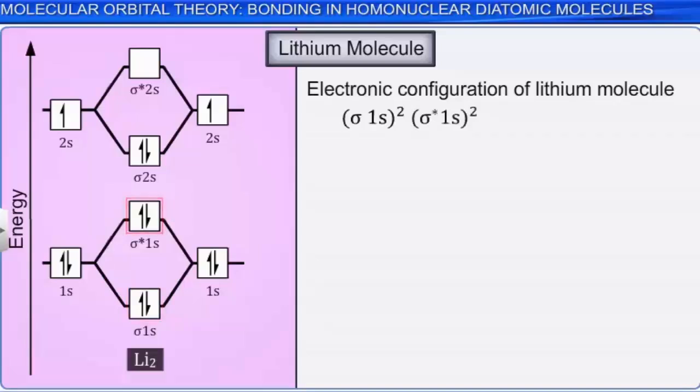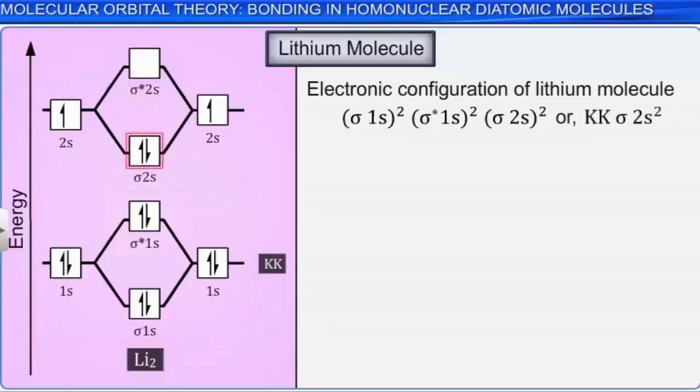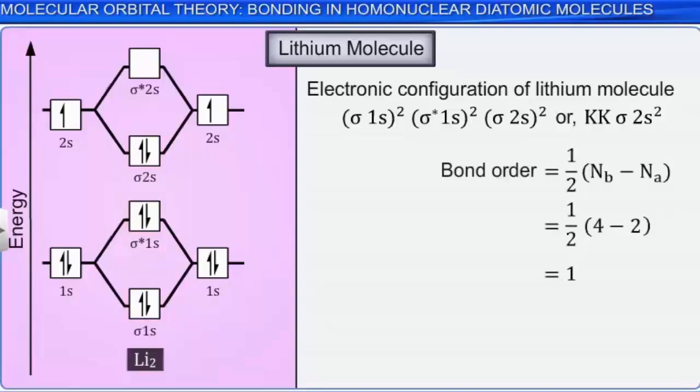This configuration is also written as KK sigma 2s2, where KK represents the closed K-shell structure sigma 1s2, sigma star 1s2. As lithium has 4 electrons in its bonding molecular orbitals and 2 electrons in the anti-bonding molecular orbitals, the bond order of lithium is calculated to be half of 4 minus 2, which is equal to 1.